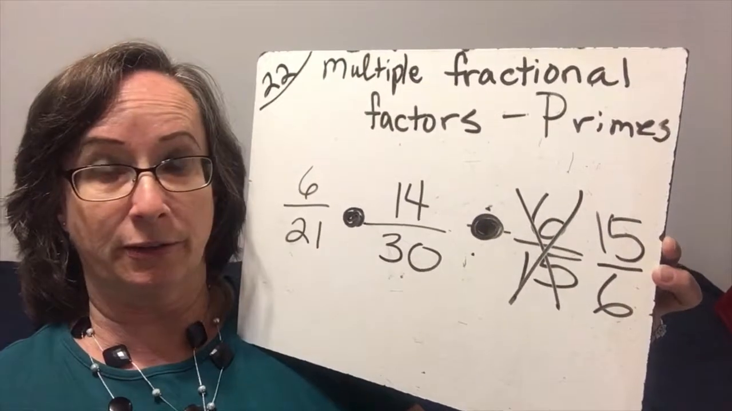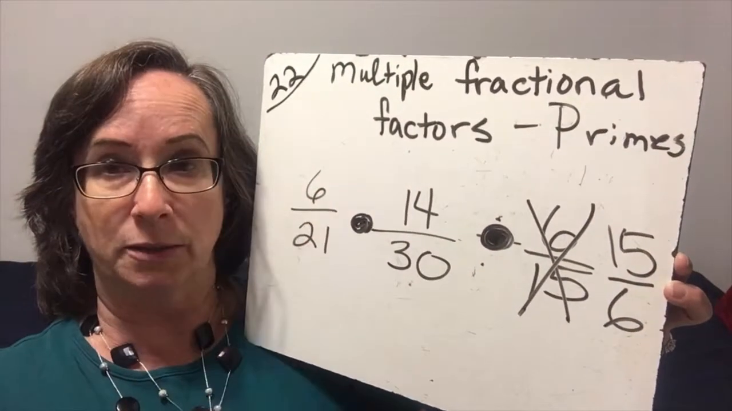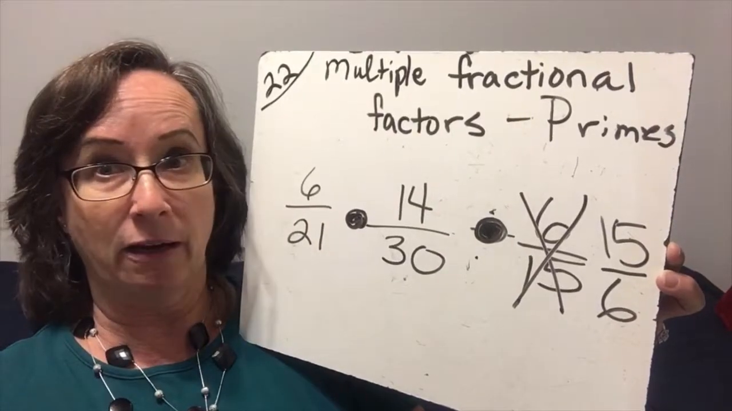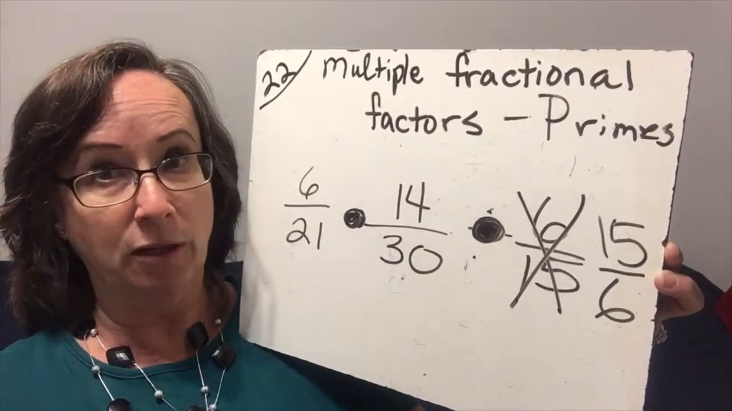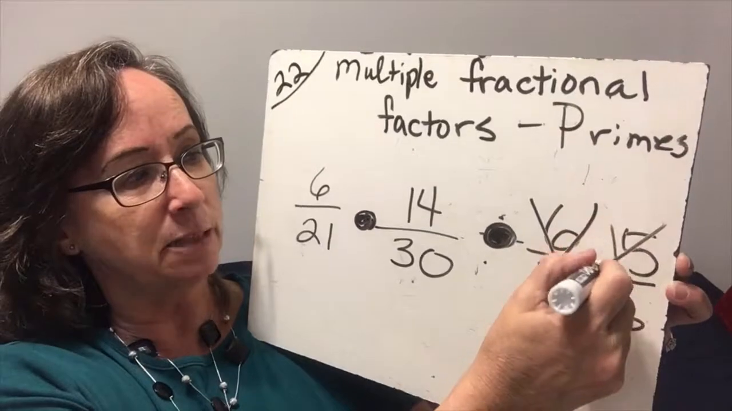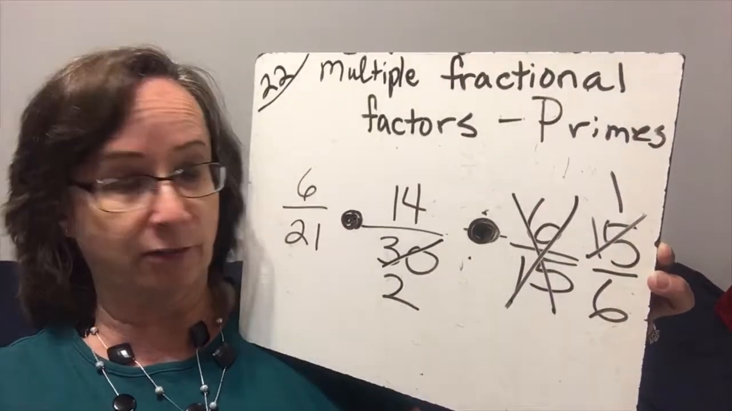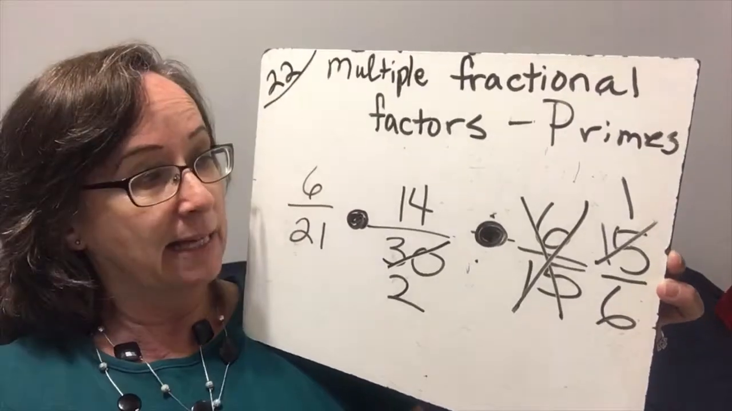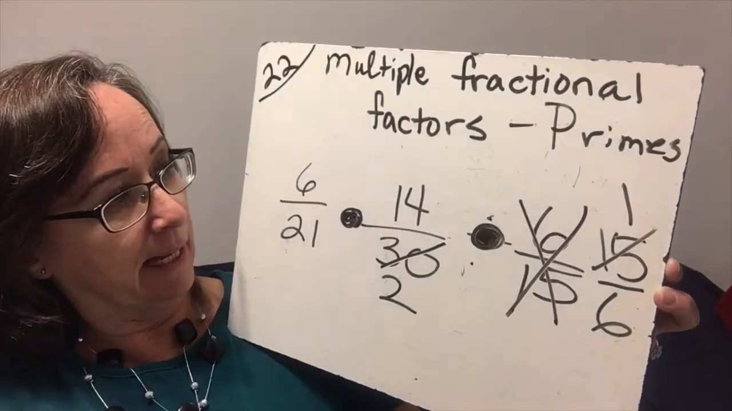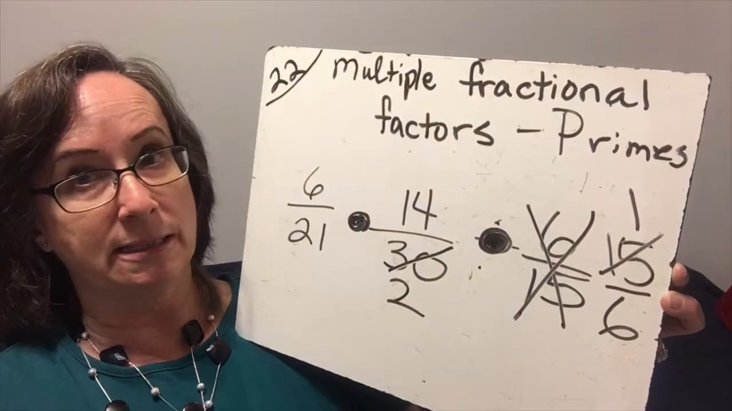Now 15s and 30s just go to me because I know that they always cancel. 15 times 2 is 30. So I'm going to cancel my 15 and my 30 with a 2. And I'm not going to bother to factor them because I know that as a multiplication fact. Okay, so now I also see something.